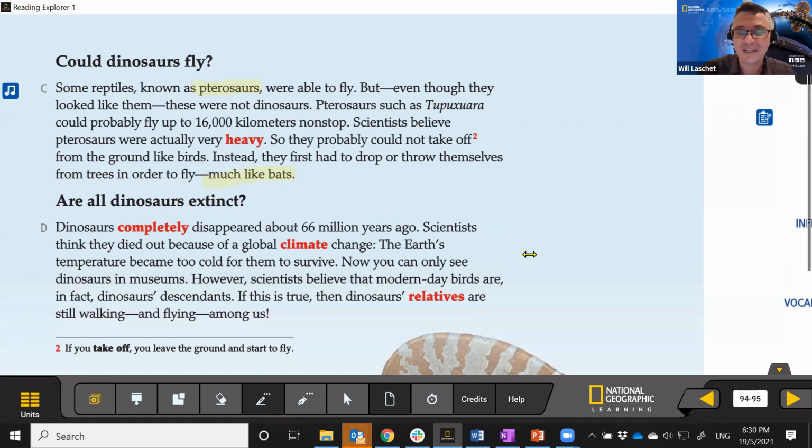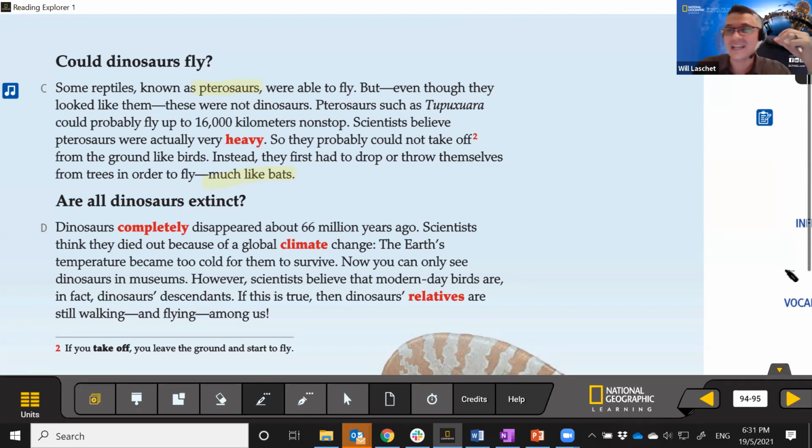Did you see how far they could fly? Yes, like bats. I think that's very interesting. How far could they fly non-stop? 16,000 kilometers, which means, you know, I live in Singapore and I'm from the UK. That's 12,000 kilometers. So a pterosaur could actually fly from Singapore to London, or I even checked it out, from Singapore to New York is 14,000 kilometers. So a pterosaur could have flown from Singapore to New York without stopping.